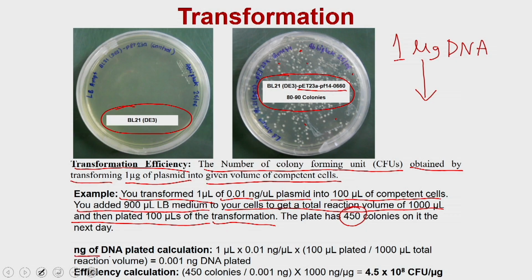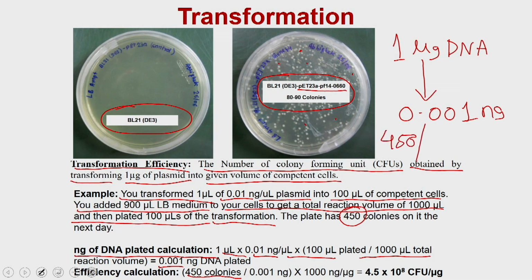The nanograms of DNA you have plated is 1 microliter times 0.01 nanograms times 100 microliters, divided by 1000. This means you have actually transformed 0.001 nanogram of DNA, which is a very small amount of DNA, into the competent cells, and the number of colonies you got is 450 colonies.